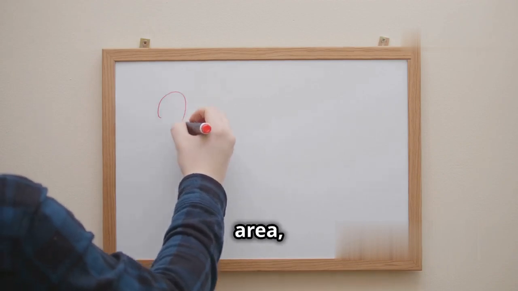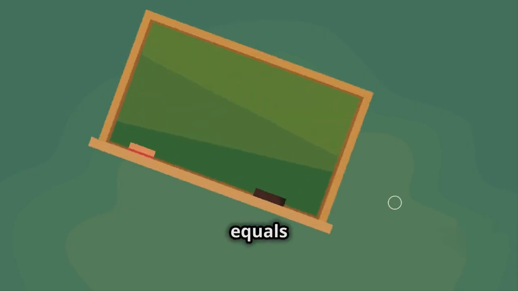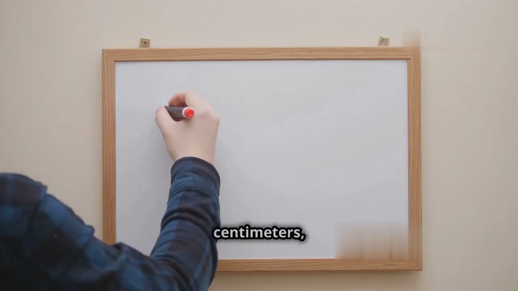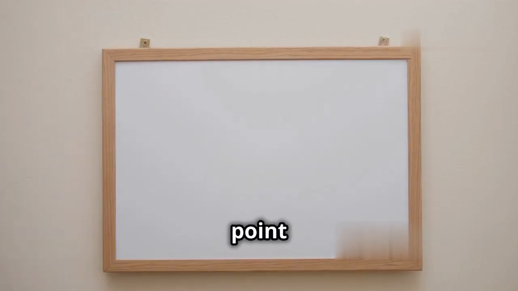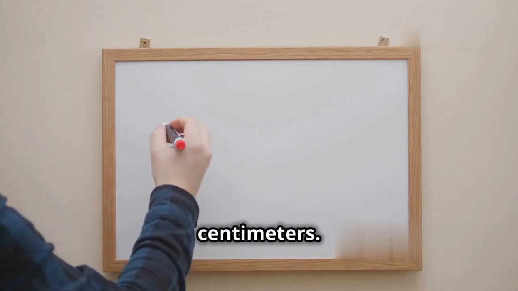Now let's talk about area, which tells us how much space is inside the circle. To find the area, we use area equals pi r squared. So, if the same circle has a radius of 5 centimeters, the area would be 3.14 times 5 squared equals 3.14 times 25 equals 78.5 square centimeters. And that's it.